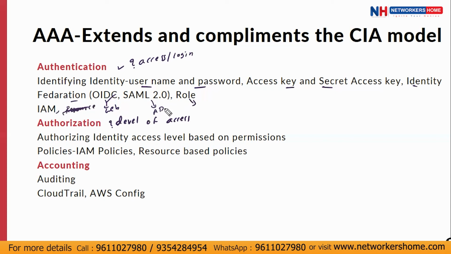Like with an S3 bucket, they can read only, or perform read and write but not delete, or write only, or delete only. If you take the EC2 service, they can just create instances, modify instances, or just access EBS volumes or a load balancer. So authorizing means identity access level based on a permission set. In AWS you apply permissions with IAM policies and resource-based policies. Along with IAM policy, you can also have SCP, service control policy.